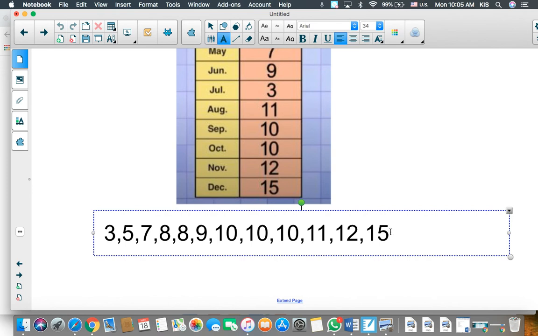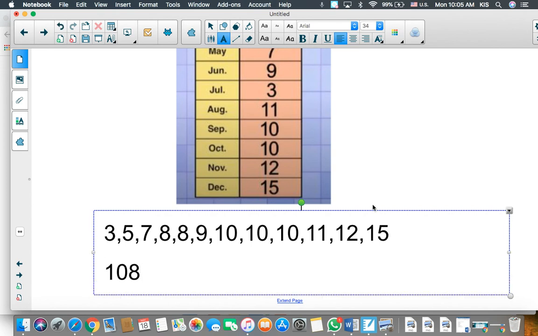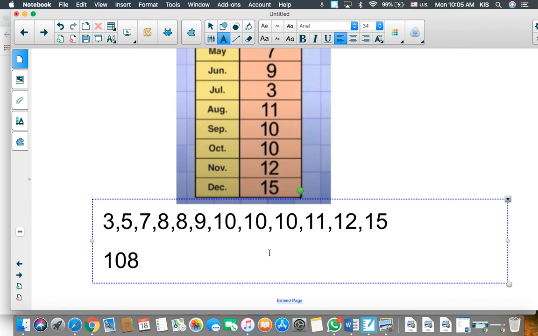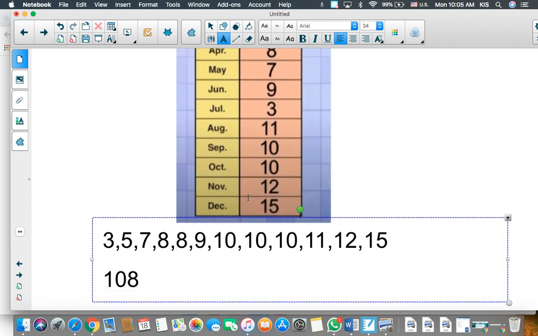And when I add all these up, I get 108. Now I have to look at how many months there are, and there's 12 months in a year, so I know I have to divide it by 12. And 108 divided by 12 is 9. So the mean, or the consistent value of all these numbers, is 9. Okay, so now that's the mean.